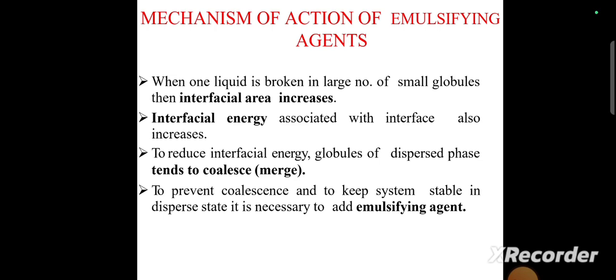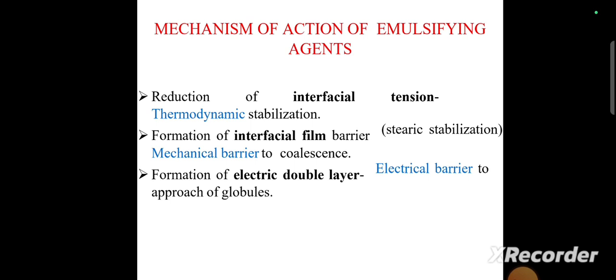Mechanism of action of emulsifying agents. When one liquid is broken into a large number of small globules, the interfacial area increases. Interfacial energy associated with the interface also increases. To reduce the interfacial energy, the globules of the dispersed phase tend to coalesce, meaning merging. To prevent collisions and to keep the system stable in the dispersed state, it is necessary to add emulsifying agents.